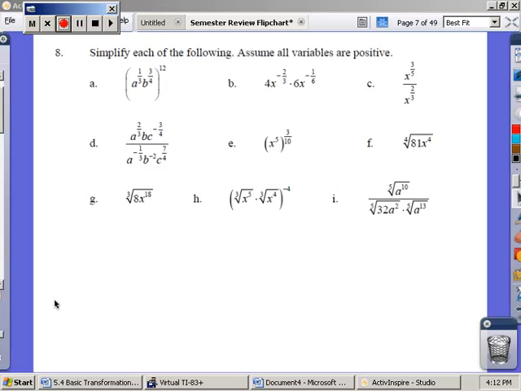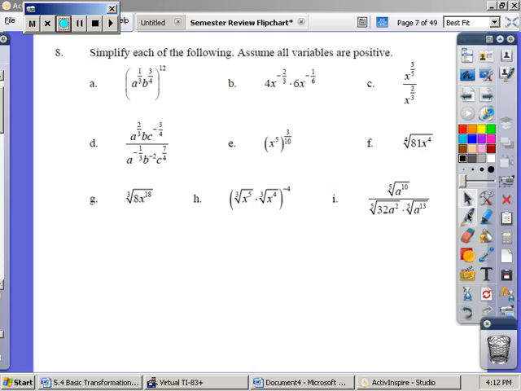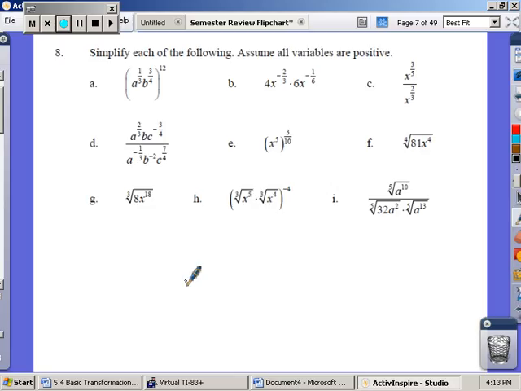Problem 8. Simplify each expression of the following. Assume all variables are positive. I will be writing the examples at the bottom of the page. Letter A.